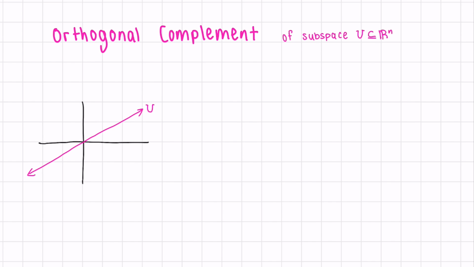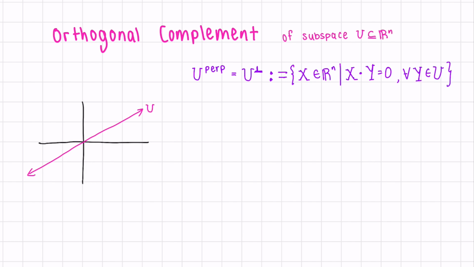If U is a subspace of Rn, there exists an orthogonal complement. This means a subspace that is orthogonal to U. We call this U perp, perp meaning perpendicular. By definition, this is x, which is in Rn, such that x dot y equals 0, where y is any vector in U.